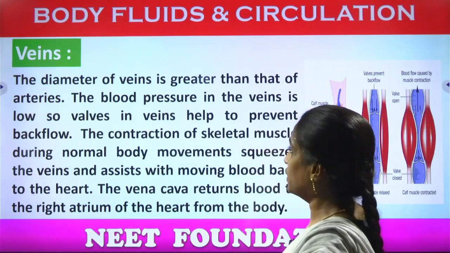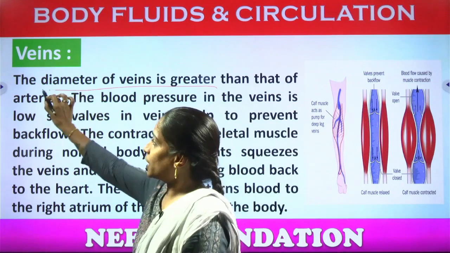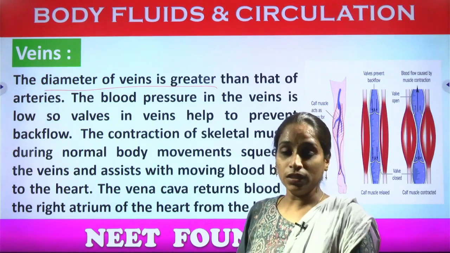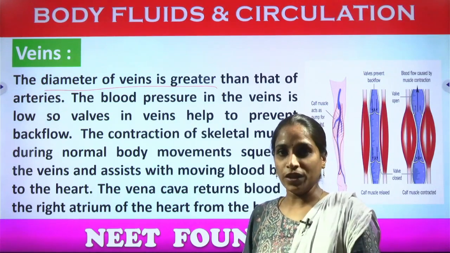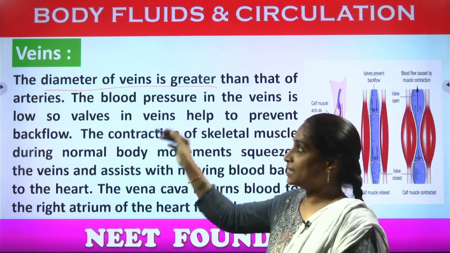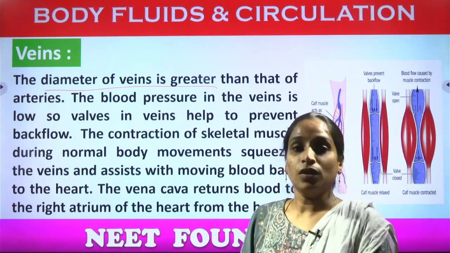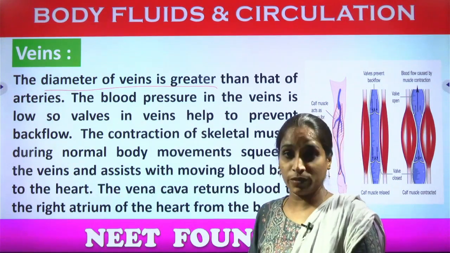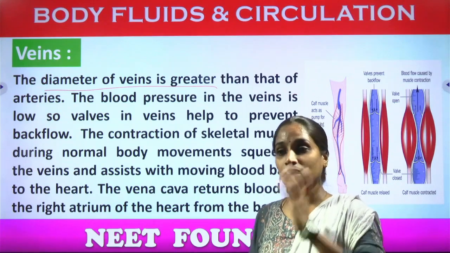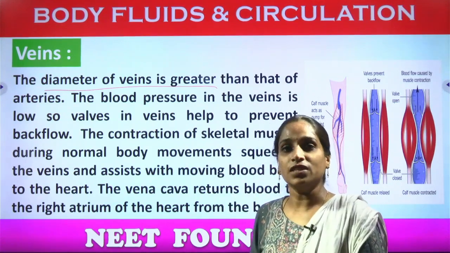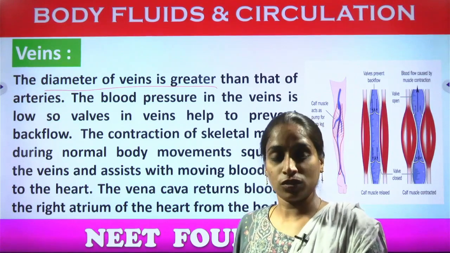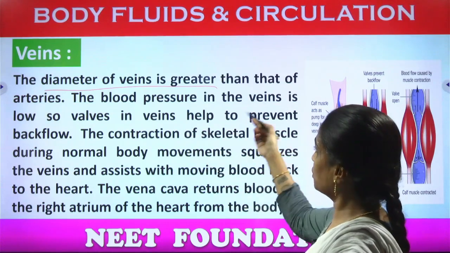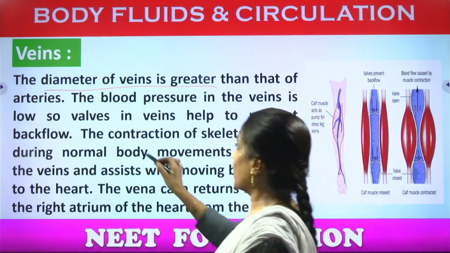The diameter of veins is greater than that of the arteries. Why? Because the pressure is considerable over here, right? The blood pressure is less in the veins as compared to arteries. Why? Because in the arteries the lumen size is less and the blood flow must be fast, so that each and every cell receives the nutritive substances and oxygenated molecules for undergoing metabolic activities. The blood pressure in the veins is low, so valves in the veins.